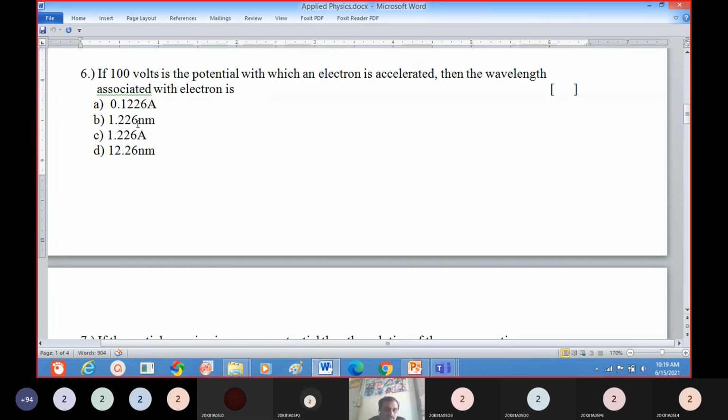Sir, the formula is 12.26 by under root V angstroms, sir. Yes, angstroms. Okay. If it is angstroms, then the option is C. So the formula being in angstroms means C is the right answer.